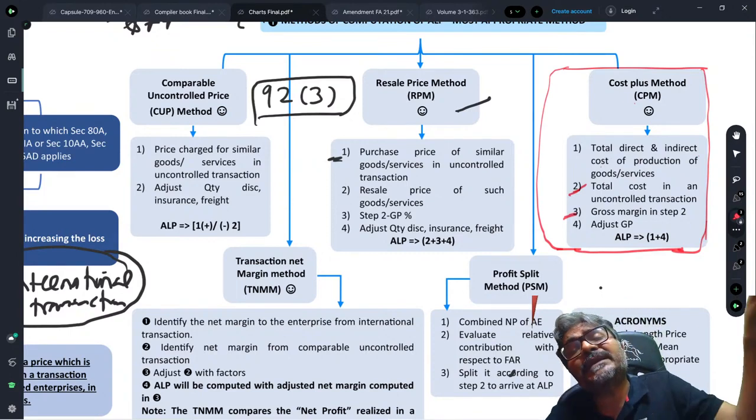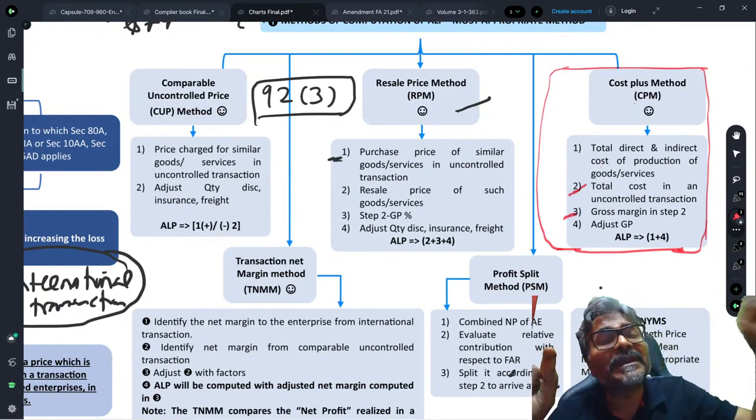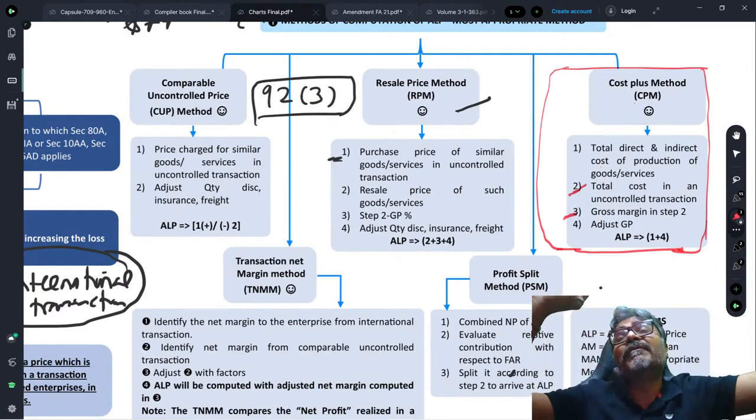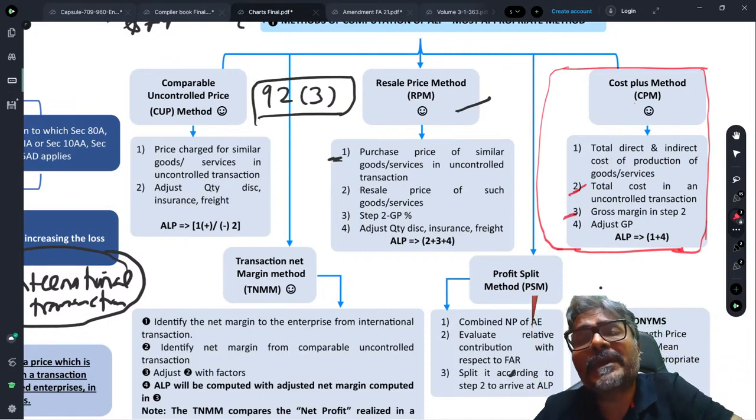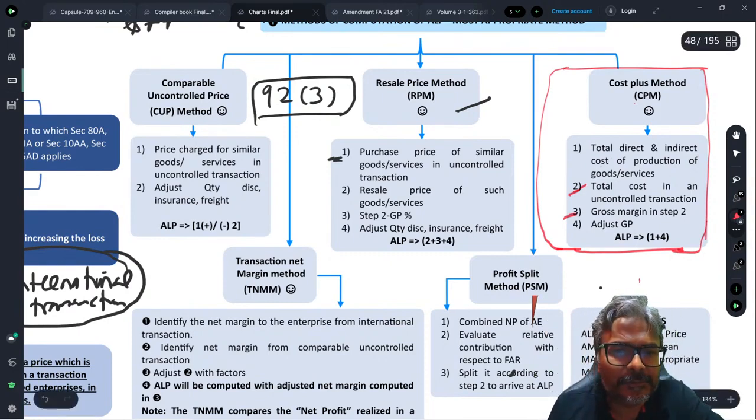Once you get the adjusted GP margin, that adjusted GP margin will be added to the total cost, and you will get the ALP, students. Is that clear to all of you? All of you are clear with this one.